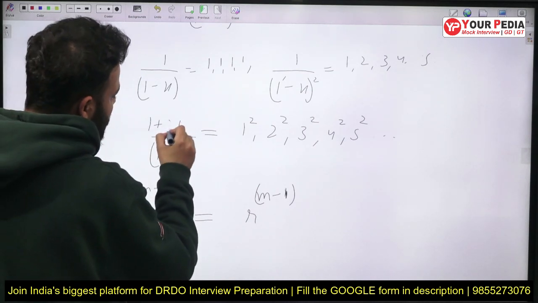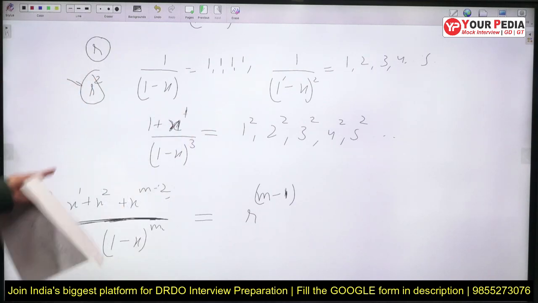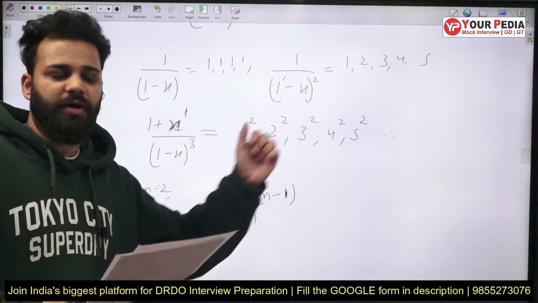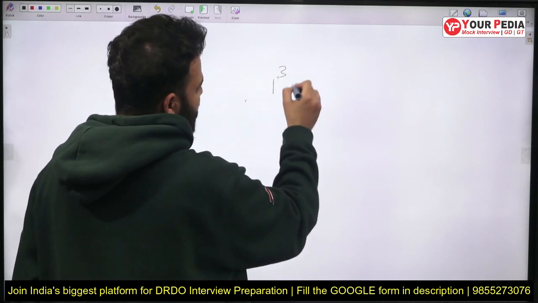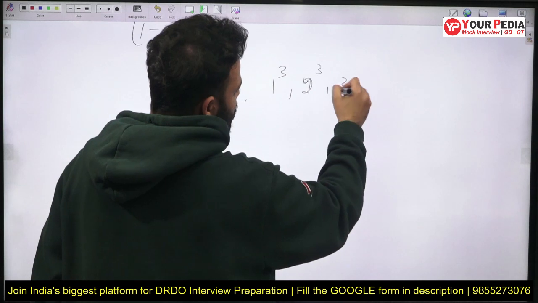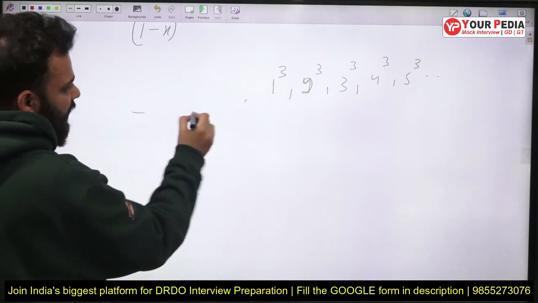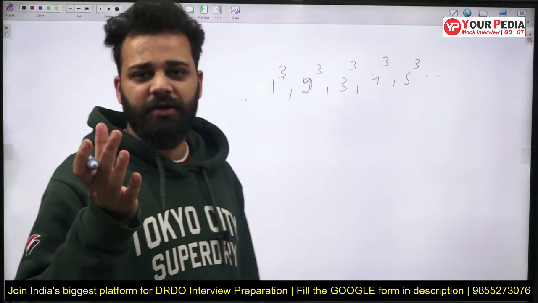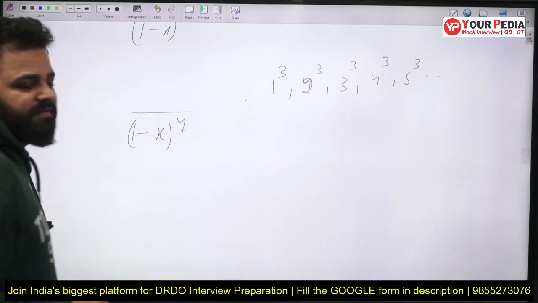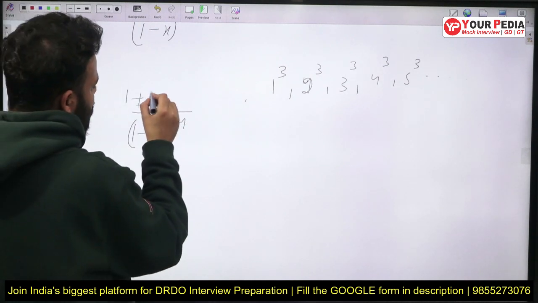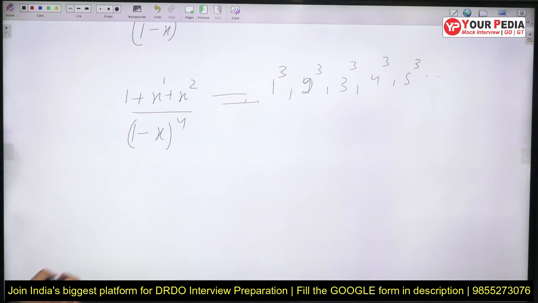So you will add nothing but x raised to power 0, which is equal to 1, plus x raised to power 1. So this is the expansion for 1 square, 2 square, 3 square, 4 square and 5 square and so on. And if I ask you the expansion for 1 cube, 2 cube, 3 cube, 4 cube, 5 cube and so on, you will do nothing but, as you can see, you have to find the cube of natural numbers. So naturally here it will be 1 by 1 minus x raised to power 4, and it will go till x raised to power 1 and x raised to power 2. So this will be the generating function for this sequence.